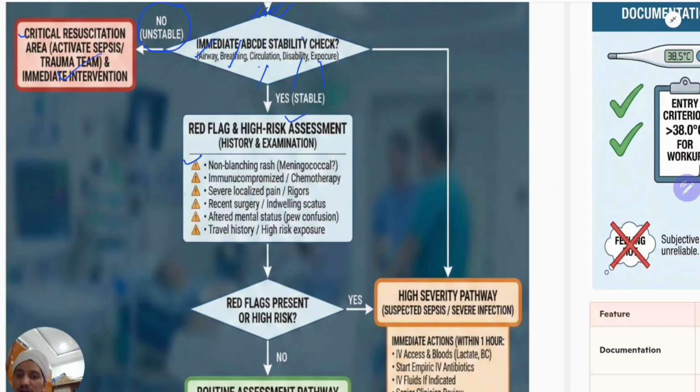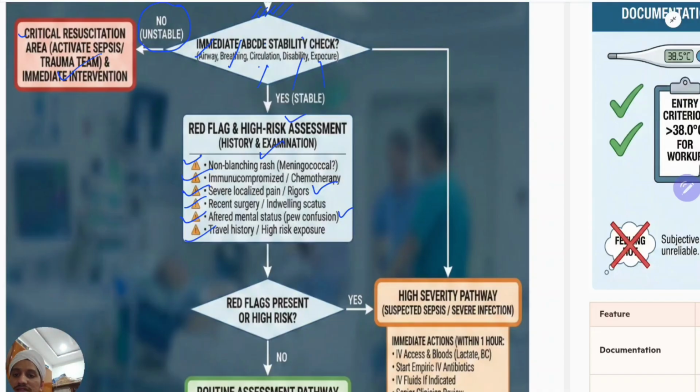So non-blanching rash, rigors, and altered mental status. That is one thing. And in history: immunocompromised, recent surgery or indwelling catheter, travel history or high risk exposure, like those who do sexual work, or those who are engaged in unprotected sex. All those things are considered as high risk exposure. Those patients are also considered as red flags.